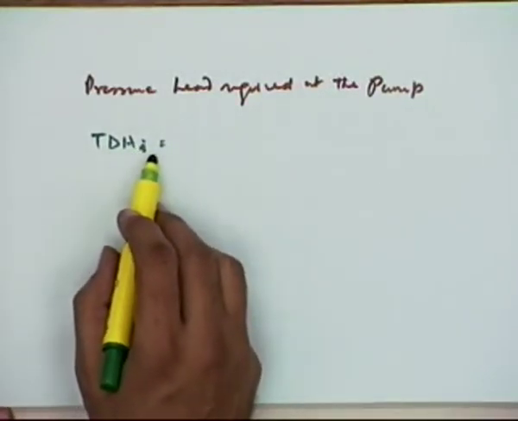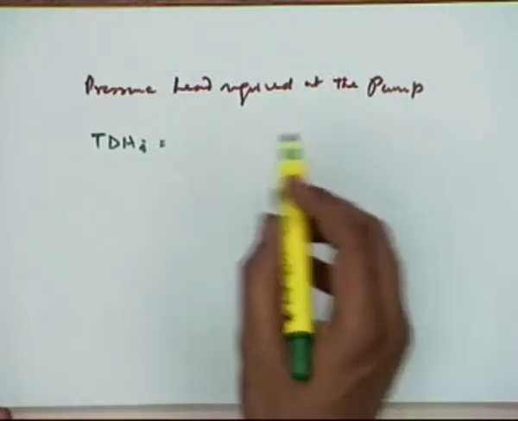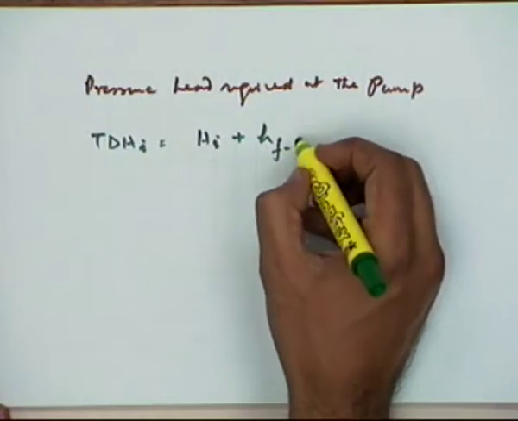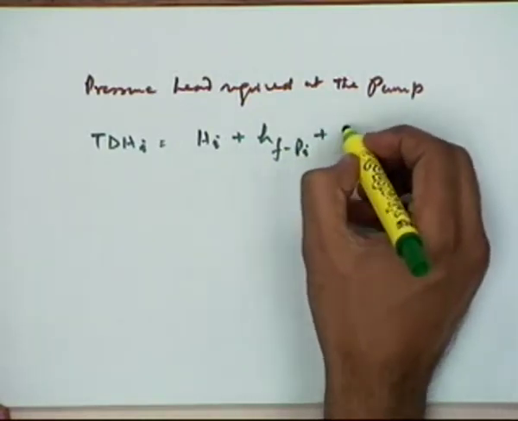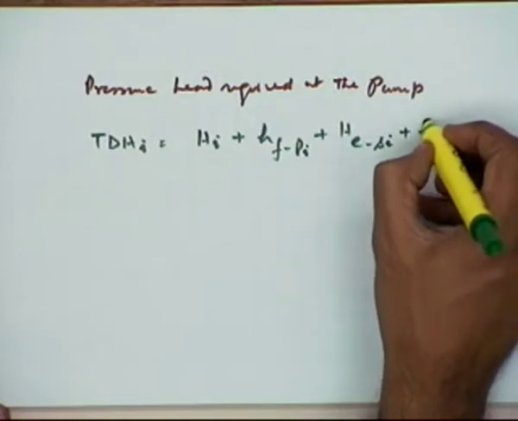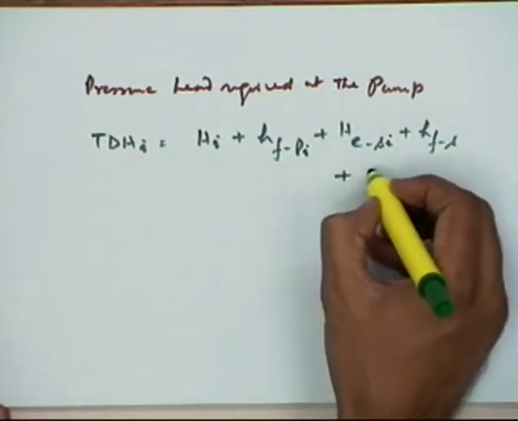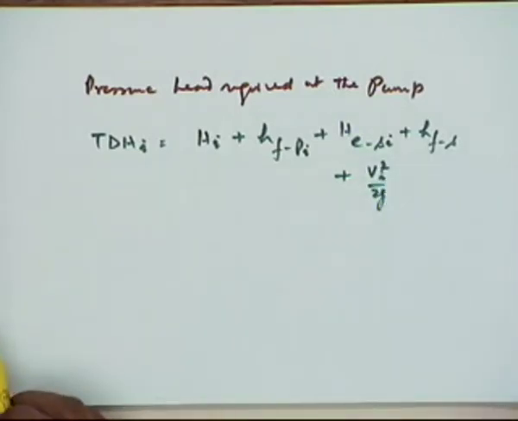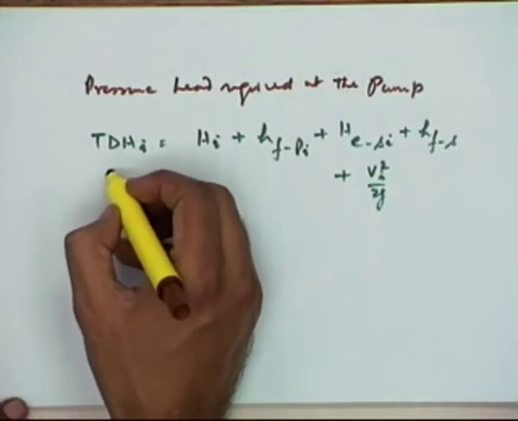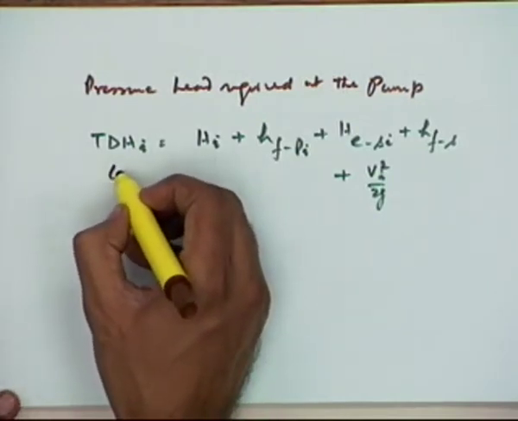For finding out the total dynamic head of any individual point, you can use this expression which takes care of the various head losses prevalent, as we have seen in the previous case. These are the various items or terms which must be considered when you are looking at the total dynamic head required at point I. This is the total dynamic head required at point I in the main line, expressed in meters.